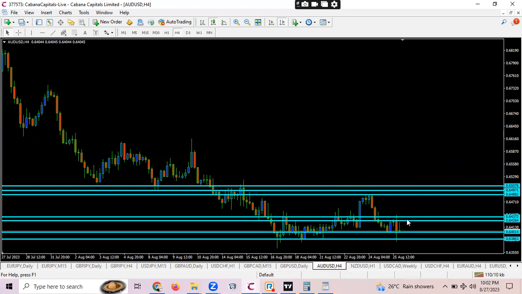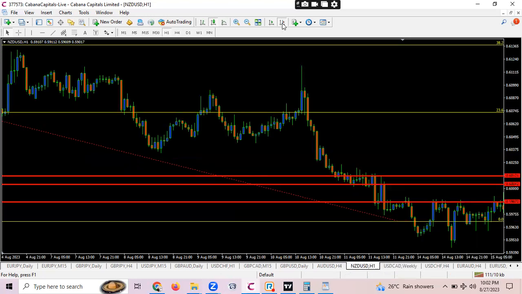I would be considering buying above this resistance zone and selling below this support zone. If a 4 hour candle closes below this zone, it's a sell for me. And if a 4 hour candle closes above this zone, that will be a buy opportunity for me. Let's move to the next pair.